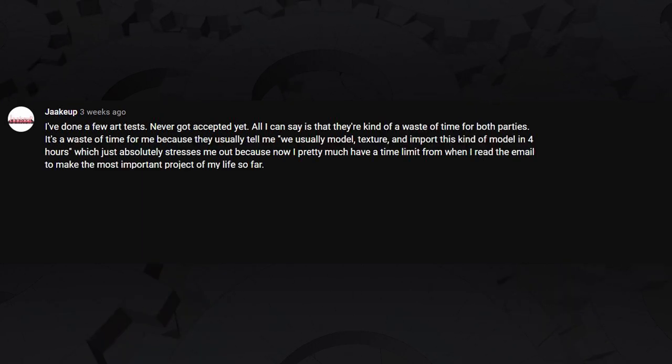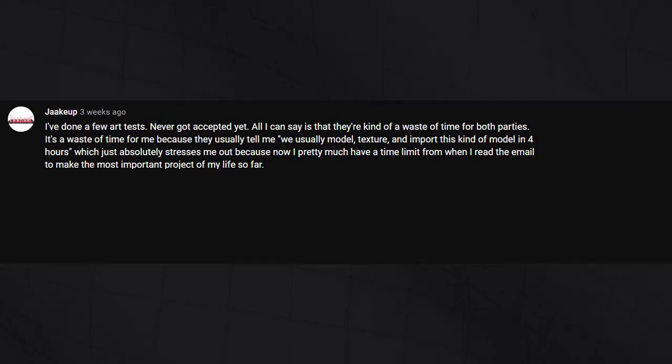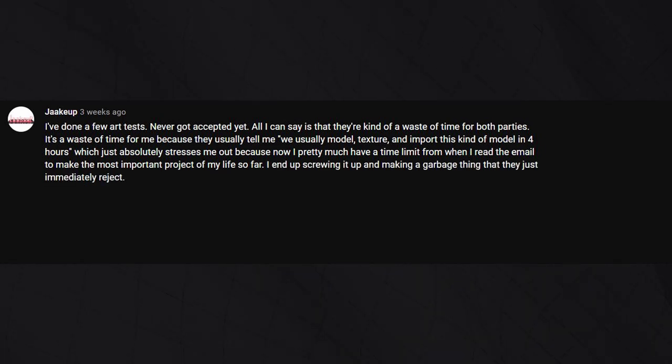I've done a few art tests. Never got accepted yet. All I can say is that they're kind of a waste of time for both parties. It's a waste of time for me because they usually tell me we usually model, texture, and import this kind of model in 4 hours, which just absolutely stresses me out because now I pretty much have a time limit from when I read the email to make the most important project of my life so far. I end up screwing it up and making a garbage thing that they just immediately reject.